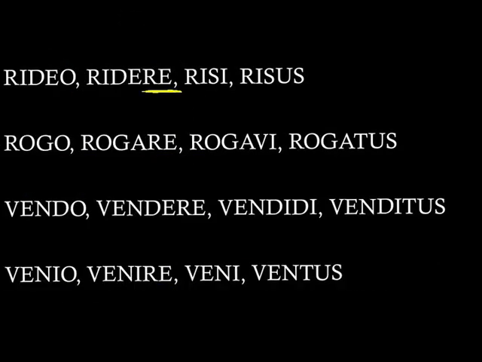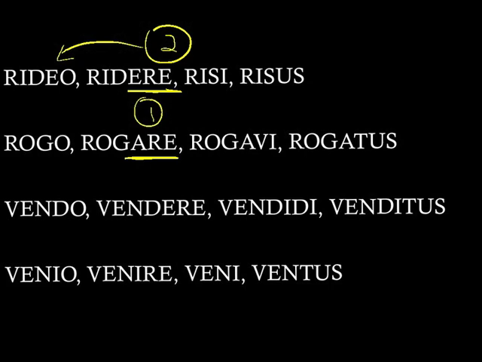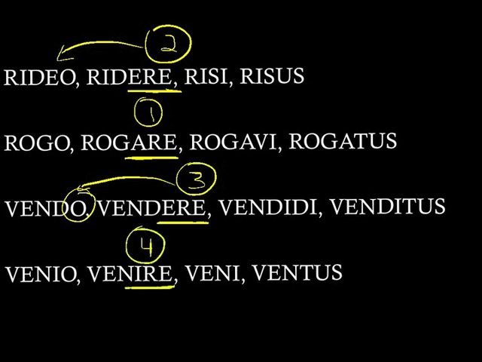Last set here, ERE there, look to the left, EO tells you it's second conjugation. Rogo, rogare, it's first. Vendo, vendere, that with that O ending there is third. And then venio, venire, that is fourth.